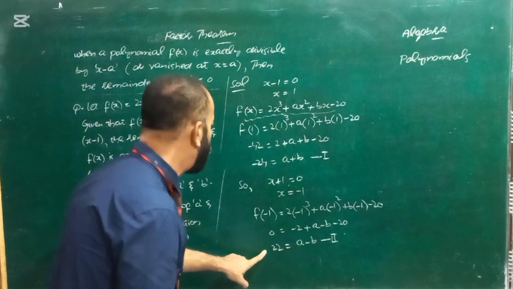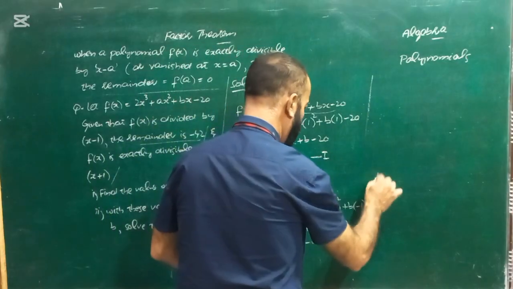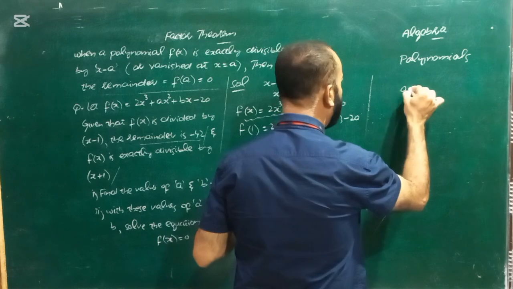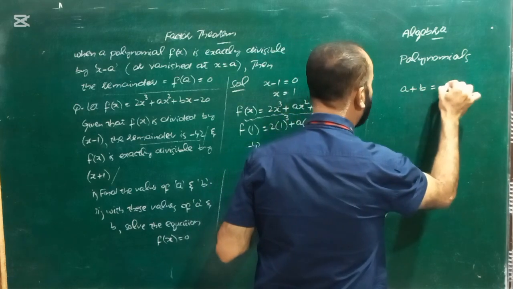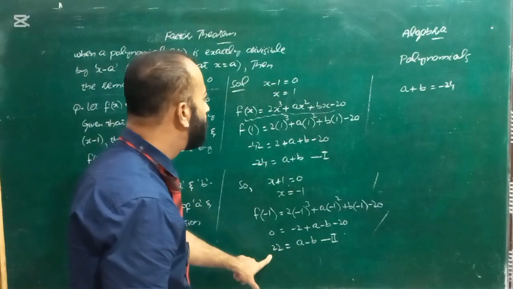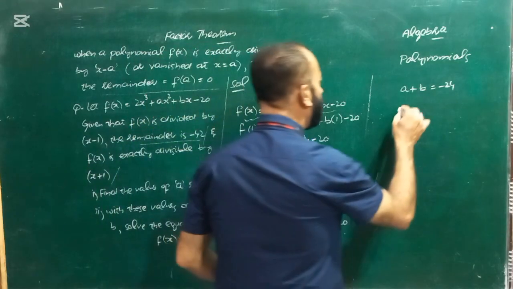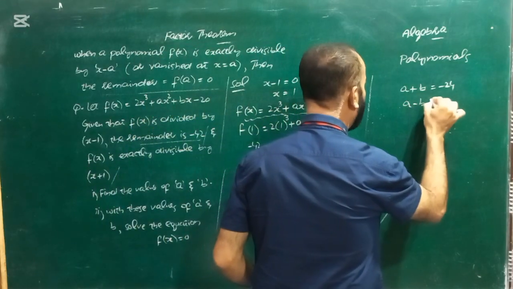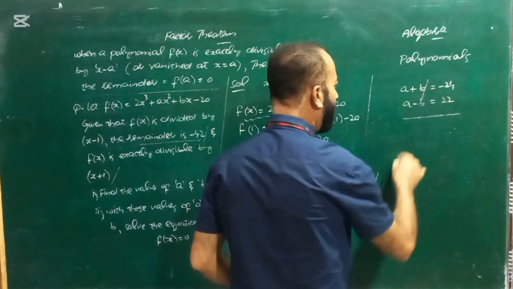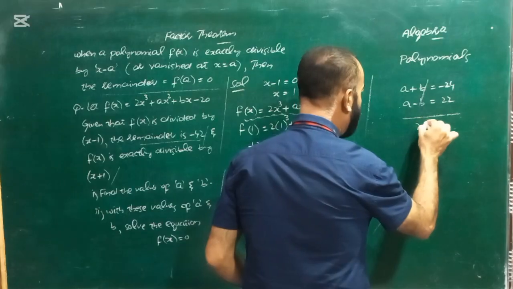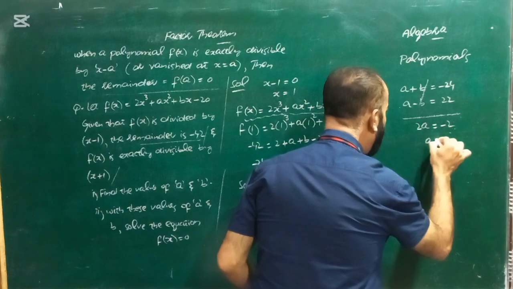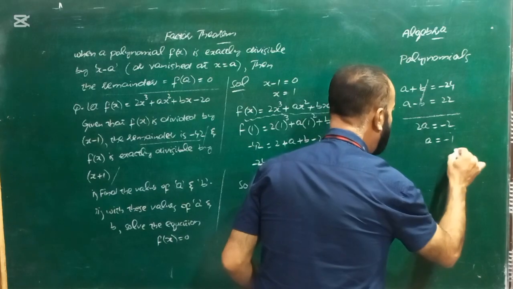So we will solve them simultaneously. So look now. A plus B is equal to minus 24. And A minus B is equal to 22. So just adding them will cancel the B. So 2A will be equal to minus 22 and A will be equal to minus 1.